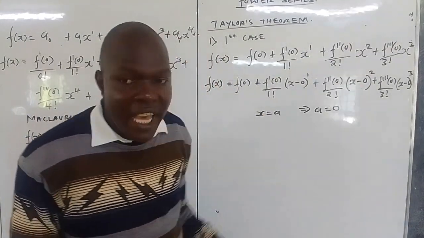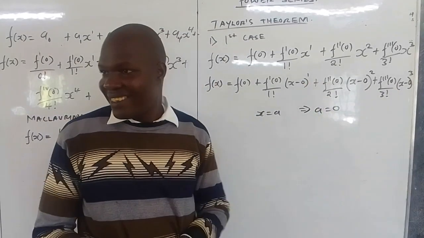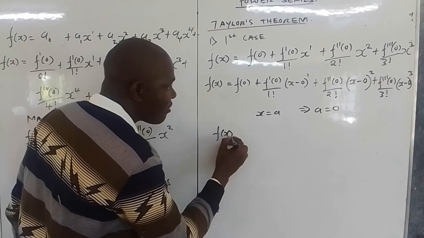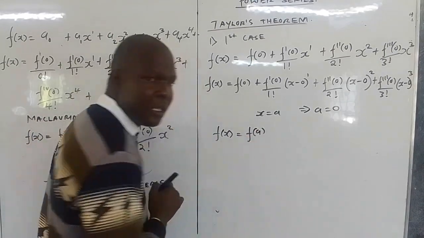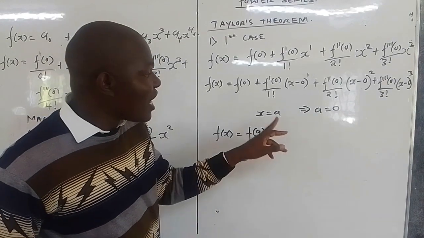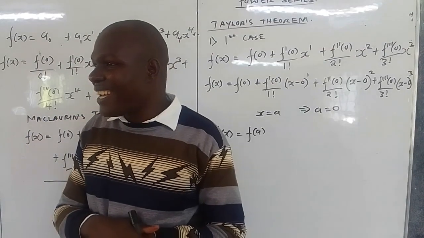So what does that mean? Anywhere you see 0 in this equation, you put a. That is what it means. So here we have f of x is equal to f of, anywhere you see 0, you put a. That's why we're saying x is equal to a. If you bring a this side, you get x minus a, isn't it?